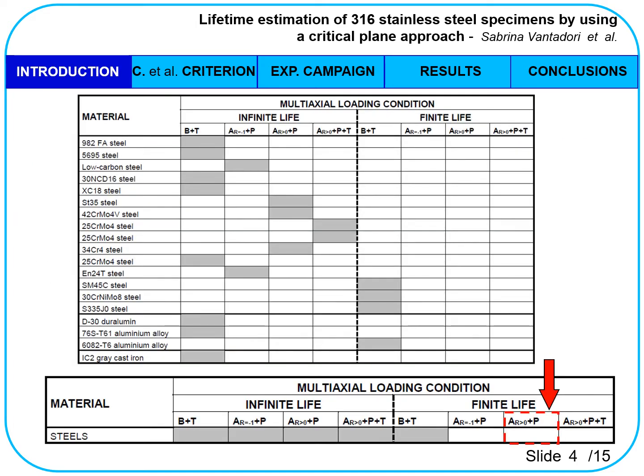Summarizing the works done up to now in the table here shown, where B stands for bending, T stands for torsion, A stands for axial loading, where the subscript R represents the loading ratio and P stands for inner pressure, it can be observed that the table is quite filled on the left-hand side, but quite empty on the right-hand side. By grouping all cases examined up to now in a unique group, the table on the bottom highlights that a verification of the accuracy of the criterion is needed for those loading conditions involving axial loading and inner pressure.